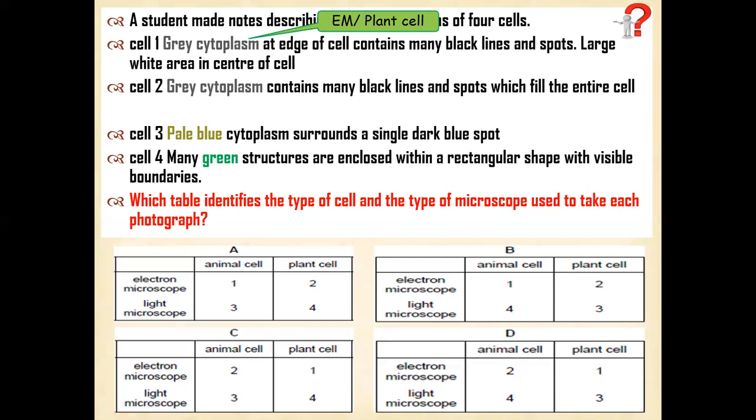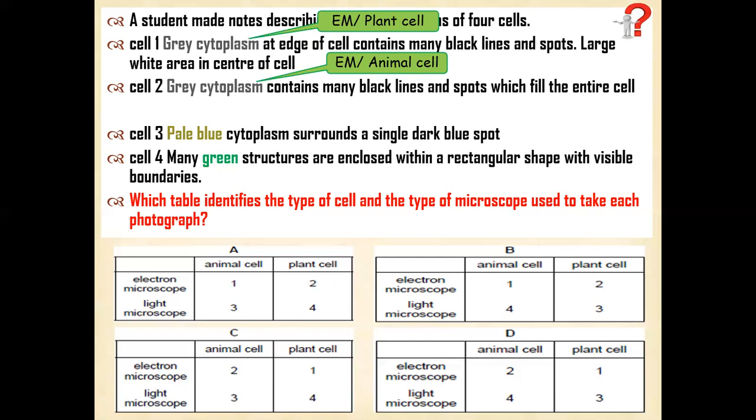This gray cytoplasm also represents an image taken by electron microscope, and it contains many black lines and spots which fill the entire cell. If there are many black lines and spots which fill the entire cell, there is no big vacuole, which means it belongs to the animal cells. So this image has been taken by the electron microscope and it is an image of an animal cell.